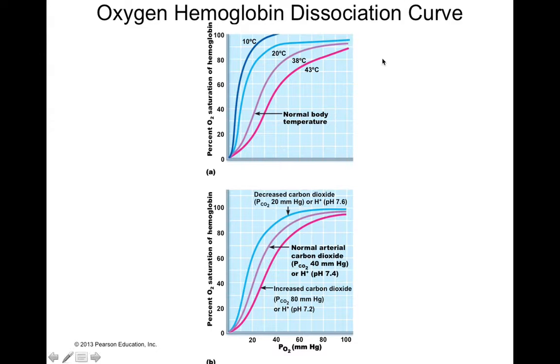43 degrees. No, that's the least saturated. Yeah, 40. Look at the graph, you guys. So at 43 degrees C and 50 millimeters of mercury, it's about 70% saturated, right?